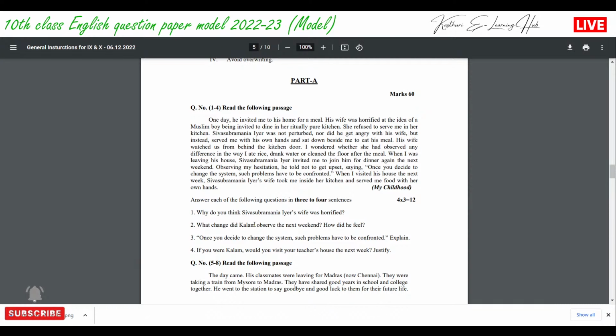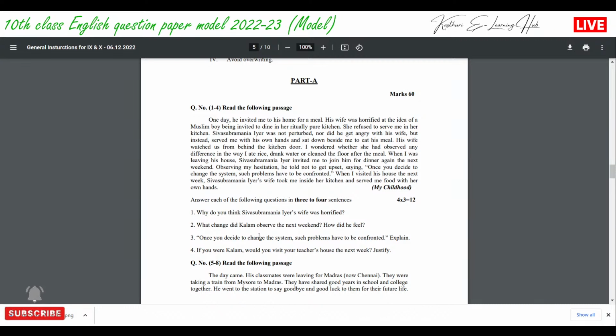Okay, why do you think Siva Subramanya Iyer's wife was horrified? Okay, so you have to tell your opinion, what your opinion is about that event happening over there. So you need to think over it and try to express your ideas in the correct tense. Okay, what change did Kalam observe the next weekend? Here you see 2 questions are asked. First answer this question, then you go to the next question. Okay, what change did Kalam observe? Did is there. So Kalam observed. Yeah, did plus observe becomes observed. Whatever changes he observed, that you have to write.